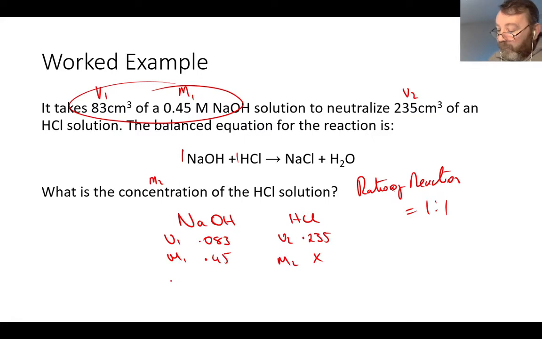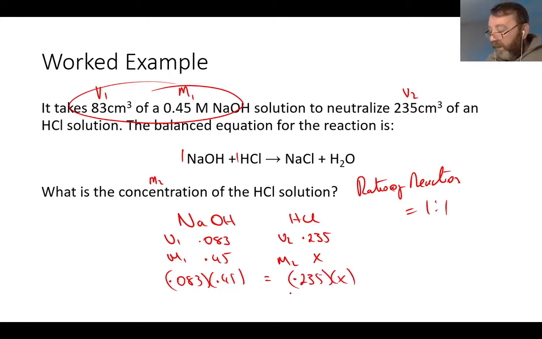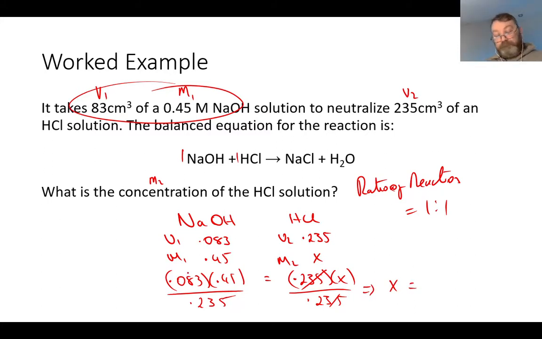So the very simple thing I do is 0.083 multiplied by 0.45 is exactly the same as 0.235 by x. And in order to get x on its own, you divide both sides by 0.235. They'll cancel, leaving you with x equals, and then you simply take that fraction, the numerator and denominator as they are, put them onto your calculator: 0.083 multiplied by 0.45 divided by 0.235, and the answer in decimal form comes out as 0.1589.